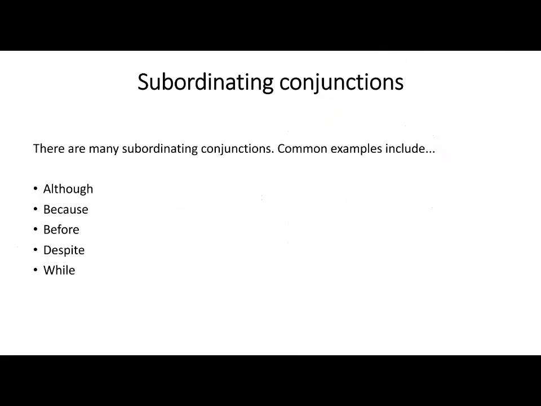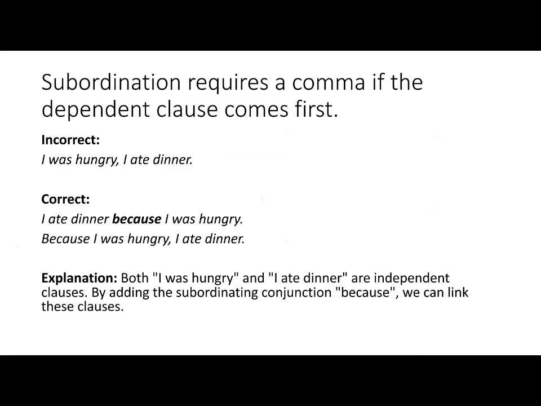Subordinating conjunctions are things such as although, because, before, despite, while. They require a comma if the dependent clause comes first. So, I was hungry, comma, I ate dinner. That's incorrect, even though rappers tend to do this a lot now. Rappers are often not known for doing the right things grammatically. So, I was hungry, I ate dinner. That sounds great and rhythmic, but it's not proper. The proper way would be I ate dinner because I was hungry, or because I was hungry, I ate dinner.